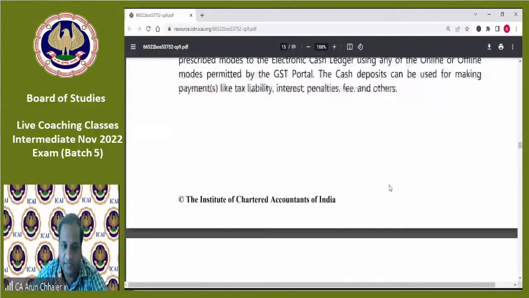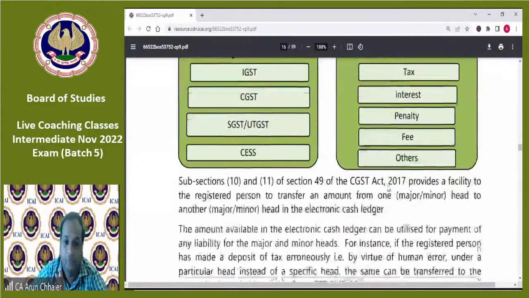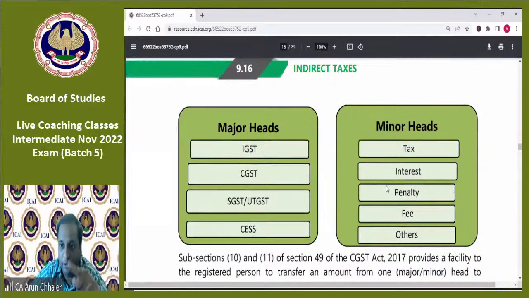Everything we have discussed. What is the major head and what is the minor head? I hope it is clear already, but you can see again. Major head is IGST, CGST, SGST, UTGST or compensation cess. What is the minor head? Tax, interest, penalty, fees, or others.